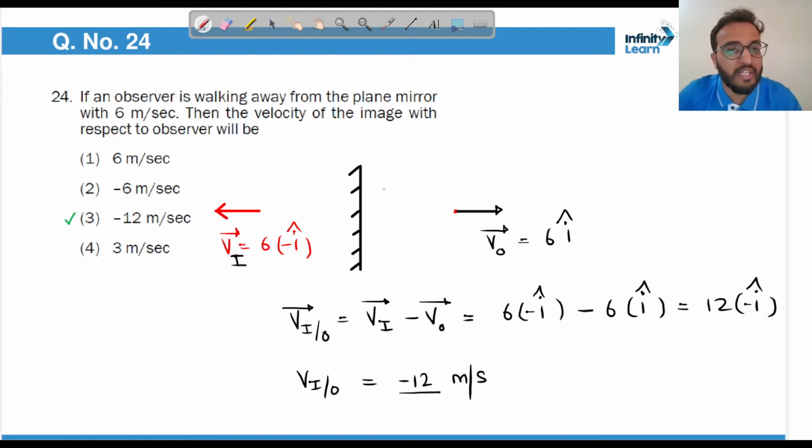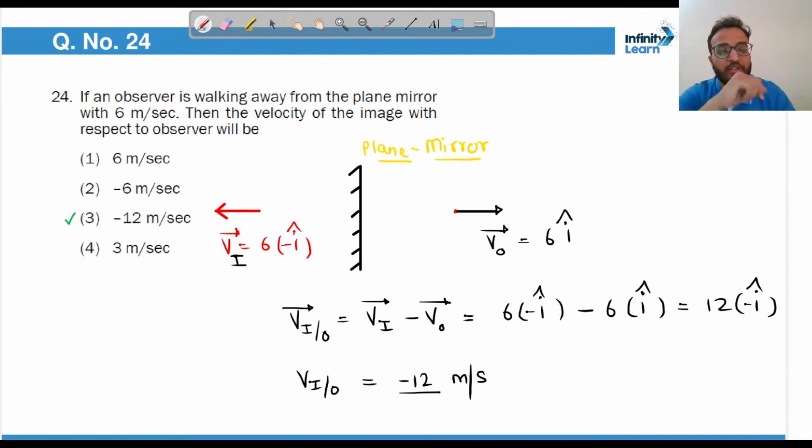Now an observer is walking away from a plane mirror with 6 meter per second. So this is the plane mirror. Can you see this? So this is your plane mirror. And in this plane mirror, can you see the object is going away from the plane mirror with 6 meters per second? Yes or no? With 6 meters per second is going away. So what will happen to the image? Image will also move with 6 meters per second, but in opposite direction to the motion of object.